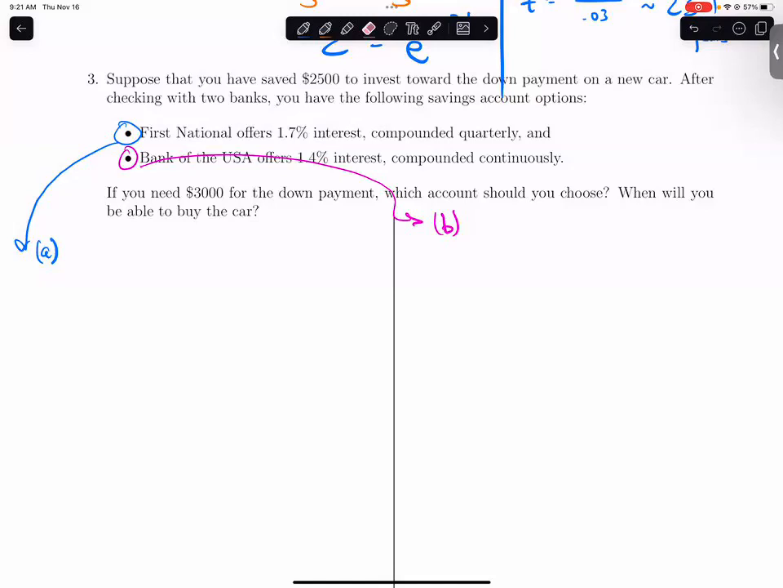Okay, so we've got these 2 separate things that we're comparing. The question is when, right? So we're going to be looking for T, right? So we should have everything to set up the formulas except for the T value. So for this first option, 1.7% interest compounded quarterly. We're starting with 2,500 and we need to save up to 3,000. So what does the setup look like there?